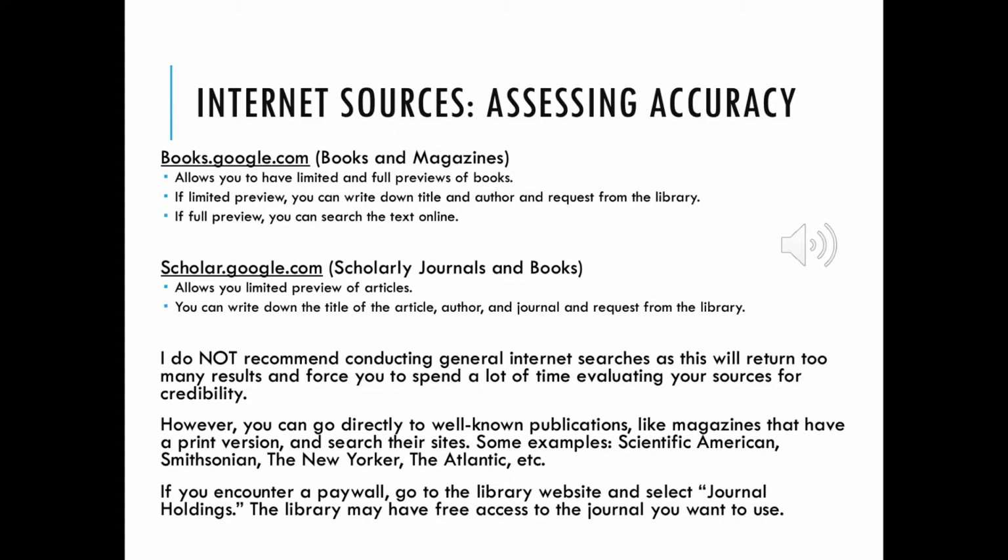I really don't recommend doing those general internet searches simply because they will return too many results, and they'll force you to spend a lot of time evaluating your sources for credibility. So using one of these limiting searches will actually help you both in terms of the amount of research you're doing and then assessing the accuracy. You can also go directly to well-known publications, like magazines that have a print version, and search their particular sites. Some examples include Scientific American, the Smithsonian, the New Yorker, the Atlantic, and so on.